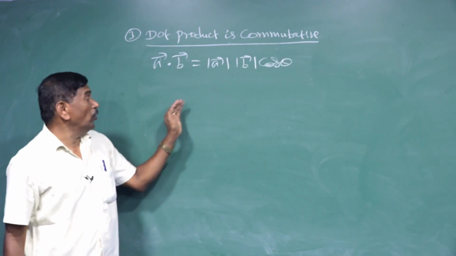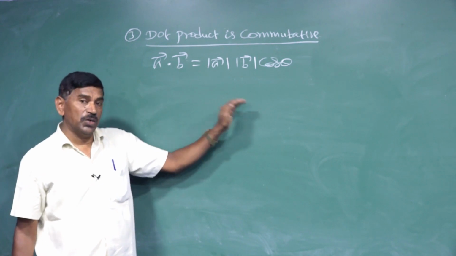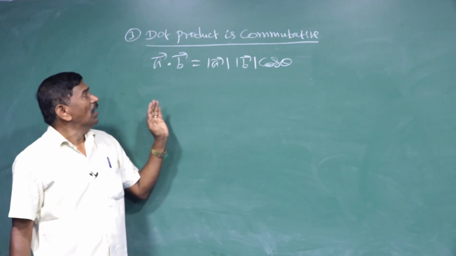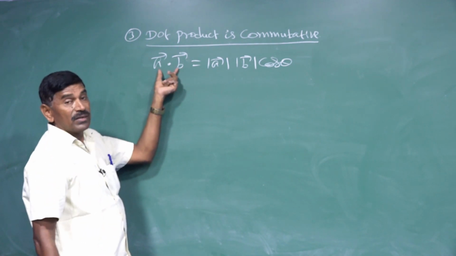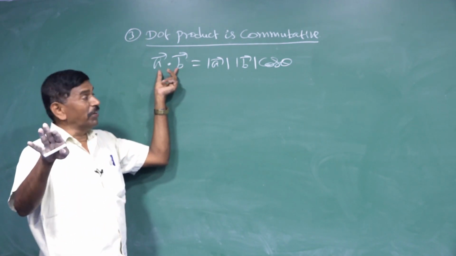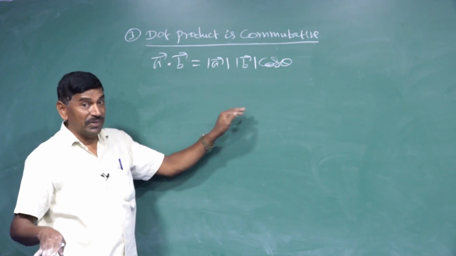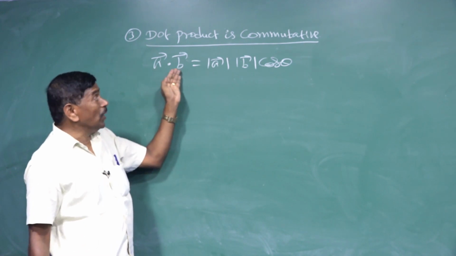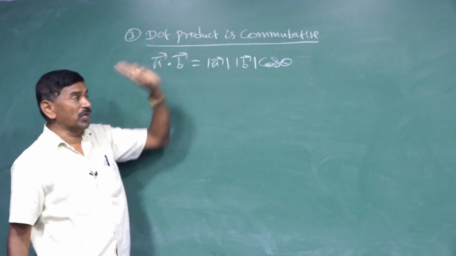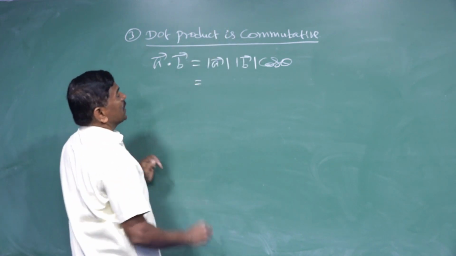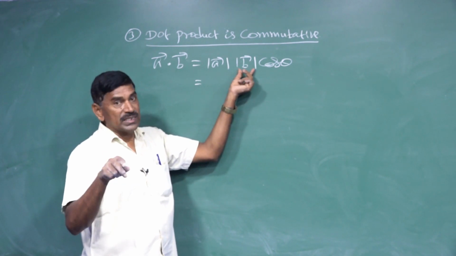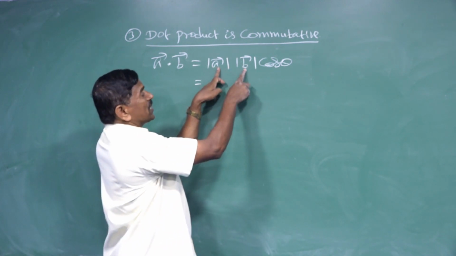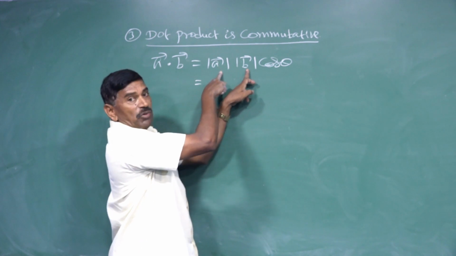Commutative means 2 into 3 equal to 3 into 2. Likewise, here we have taken a vector dot b vector. Now we want to prove b vector dot a vector, that is a dot b equal to b dot a. That is commutative. Now listen. Modulus a vector is a scalar and modulus b vector is a scalar. So these two scalars we can interchange. The value will not change.